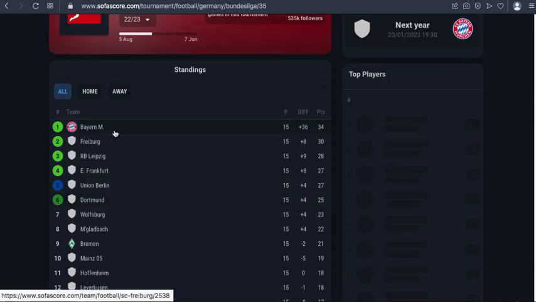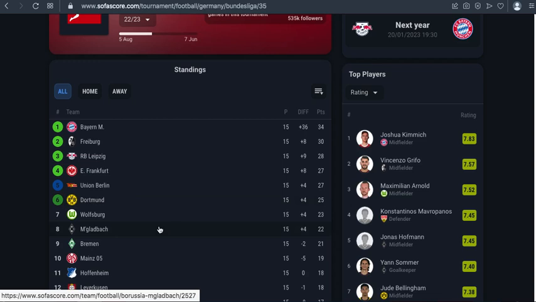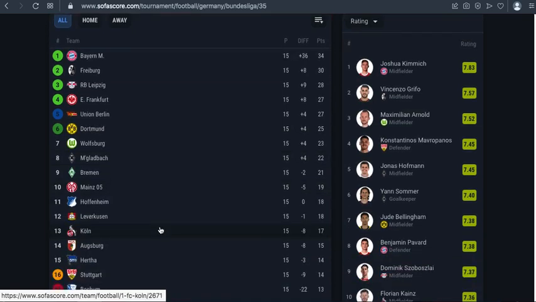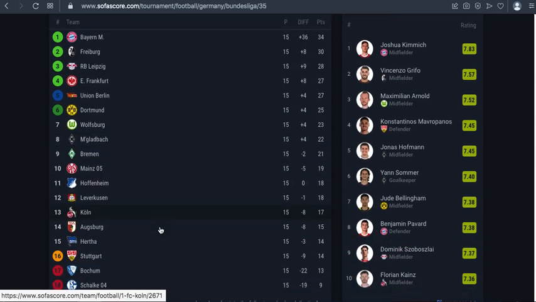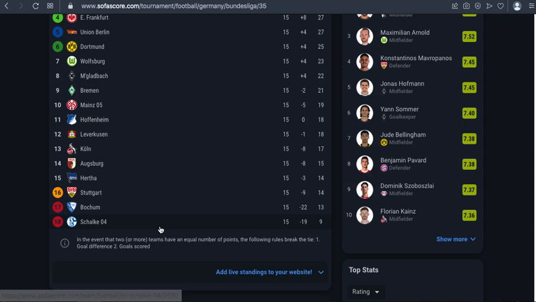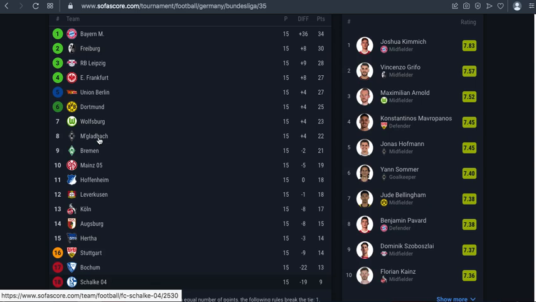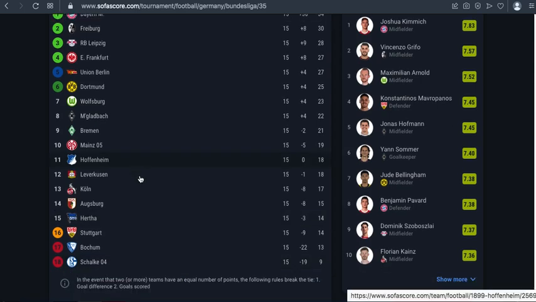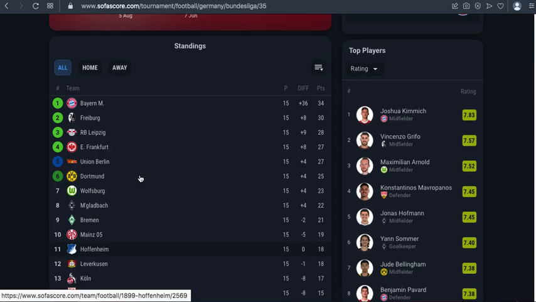You can see that we have Bayern Munich, Freiburg, Leipzig, Frankfurt, Union Berlin, Dortmund, Wolfsburg, Mönchengladbach, Bremen, like more favorite matches. Yes, and you know that all these teams, when they are playing, they don't joke at all. Definitely there will be more goals.